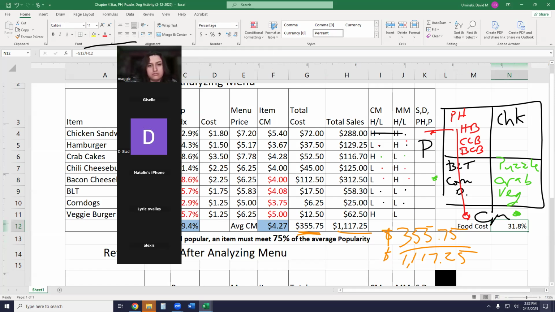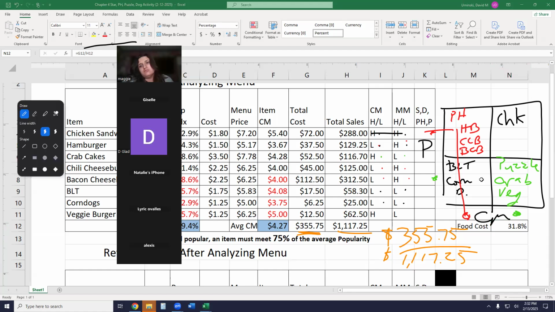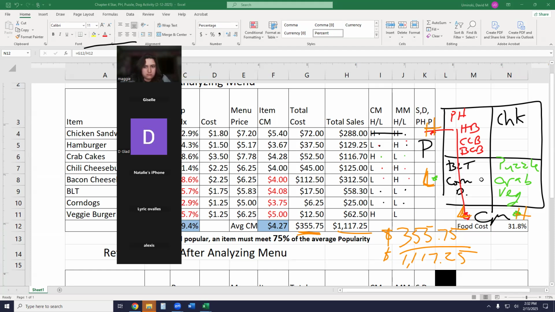The four boxes, which one is the higher and the lower, high and low? The boxes are always low and high, and then low and high. Okay.